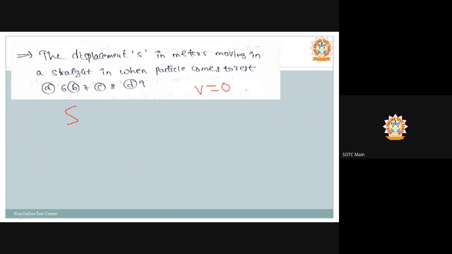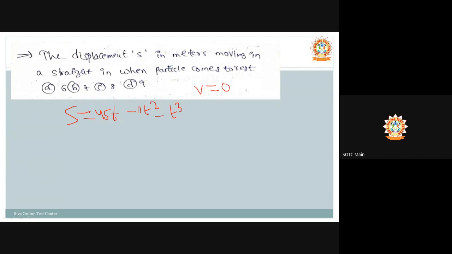First write s. s is equal to 45t minus 11t square minus t cube. So this is your distance equation. So find the t, or we can say first find the t when it is reaching the velocity, means velocity is equal to 0. So find the t, then substitute in the distance equation only.